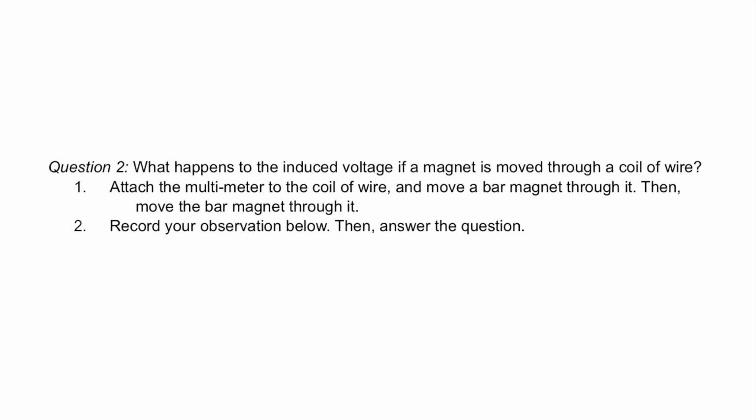Question 2. What happens to the induced voltage if a magnet is moved through a coil of wire? 1. Attach the multimeter to the coil of wire and move a bar magnet through it. Then move the bar magnet through it again. 2. Record your observation below, then answer the question.